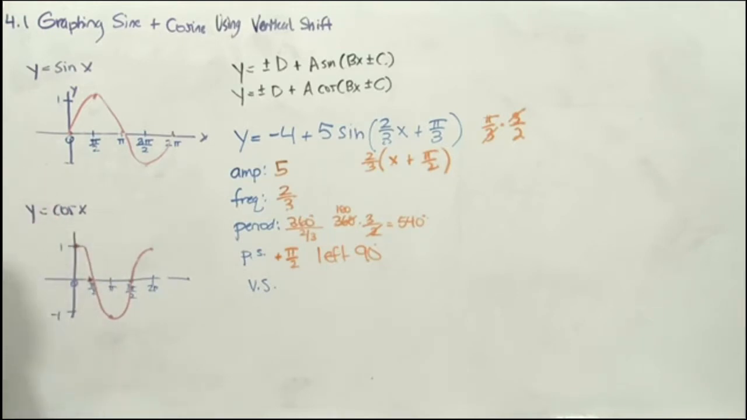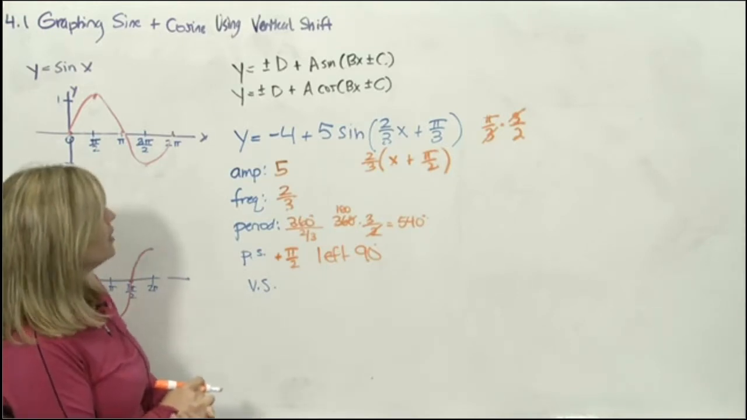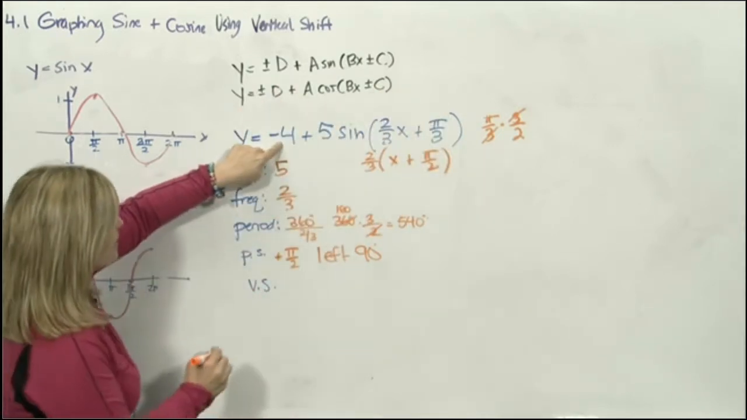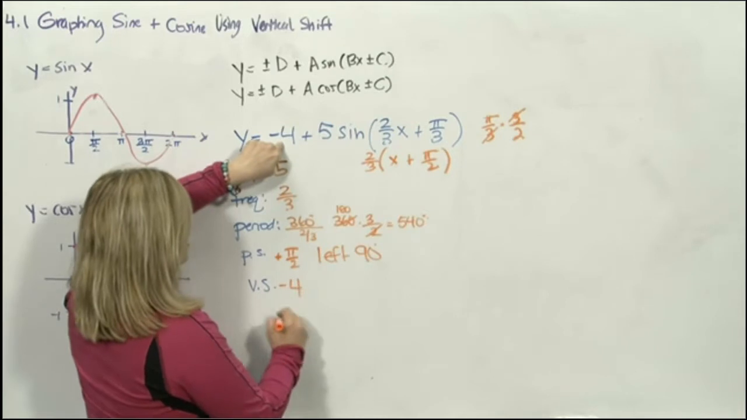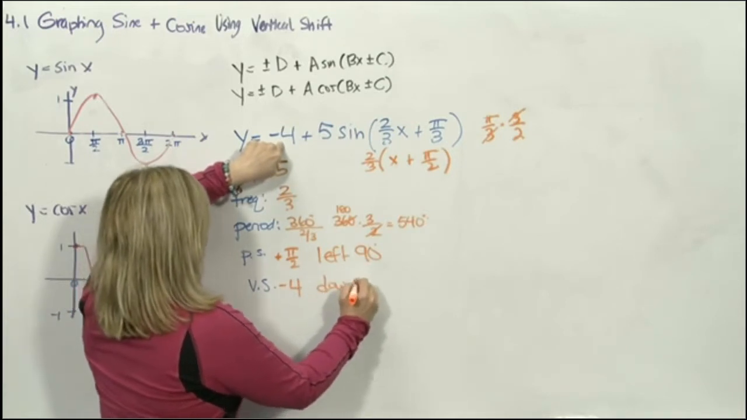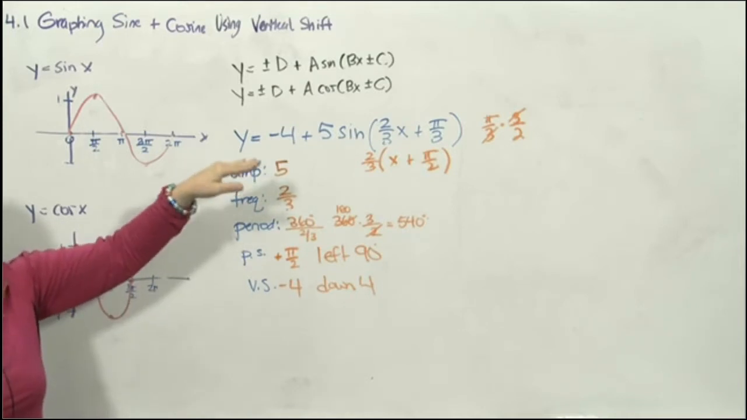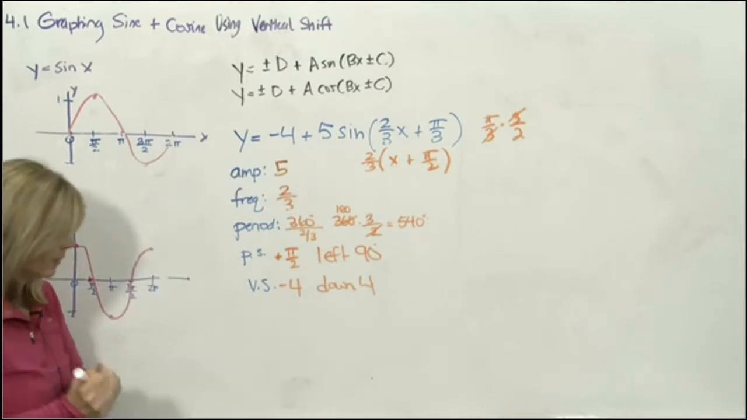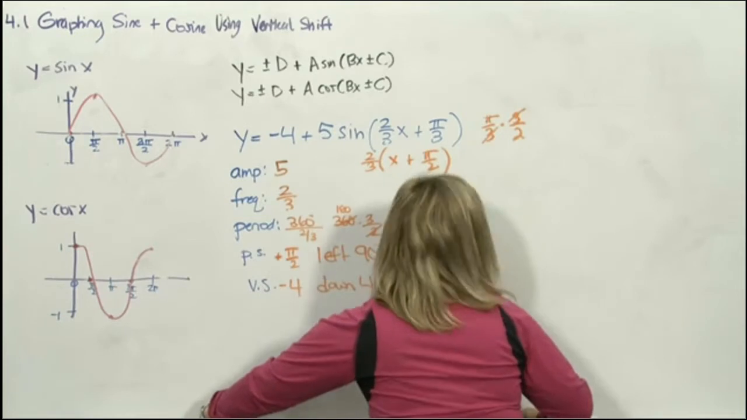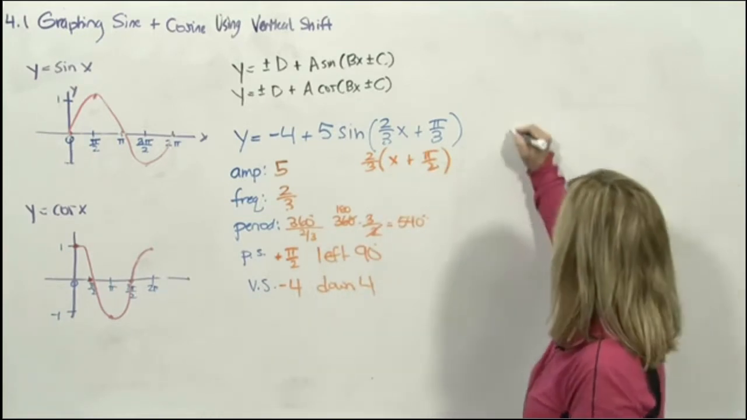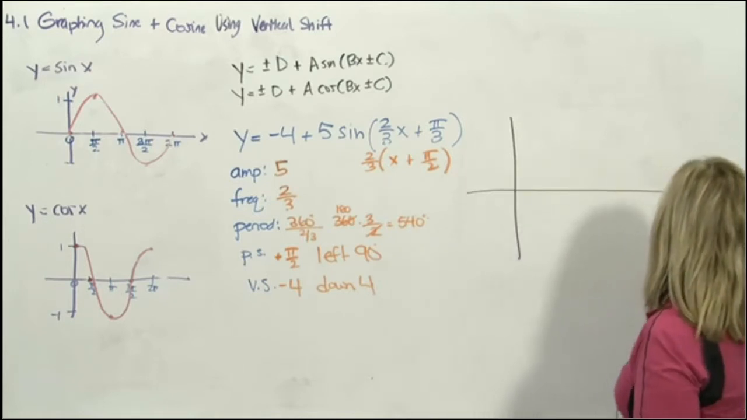But wait, we also got a vertical shift. There is a number being added, subtracted to the whole trig function. It's -4. So if the vertical shift is -4, it means we're going down 4 units. Every number in that equation means something. Those numbers affect how you set up the x and y axis. So here we go. Here comes the fun.